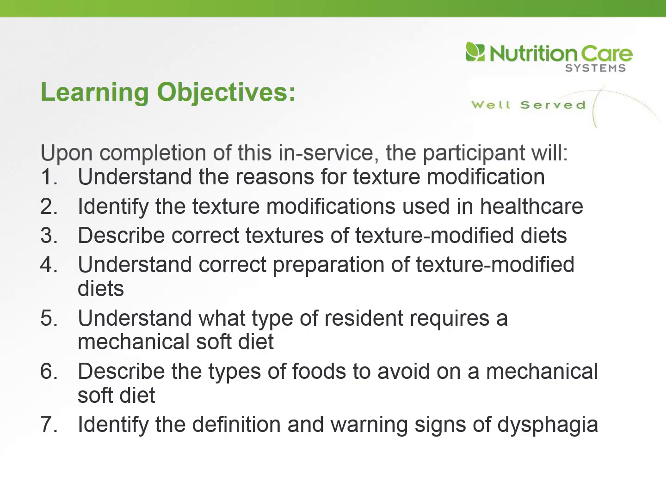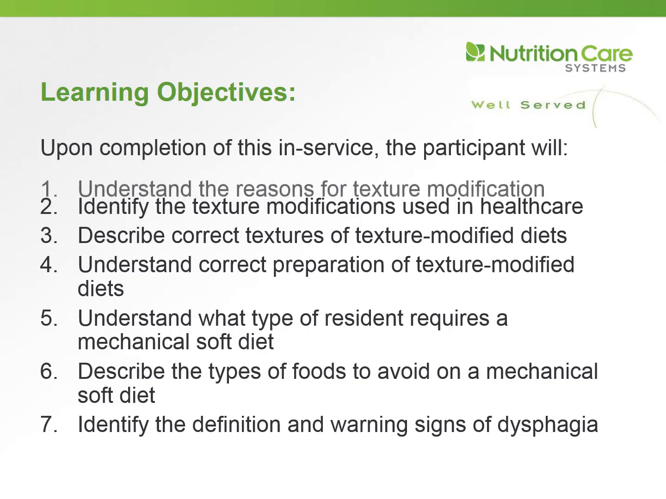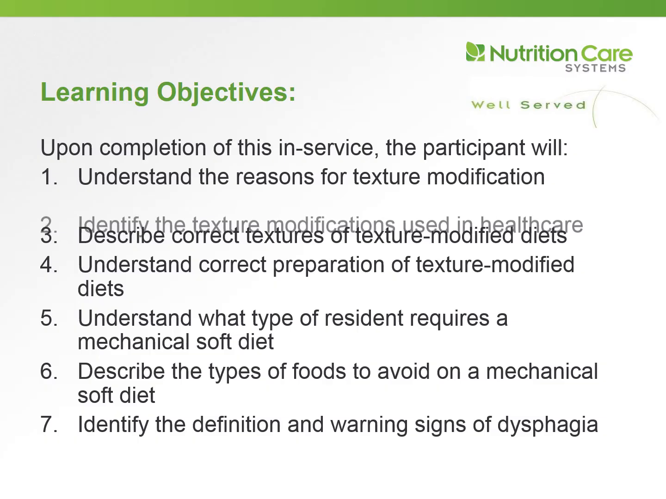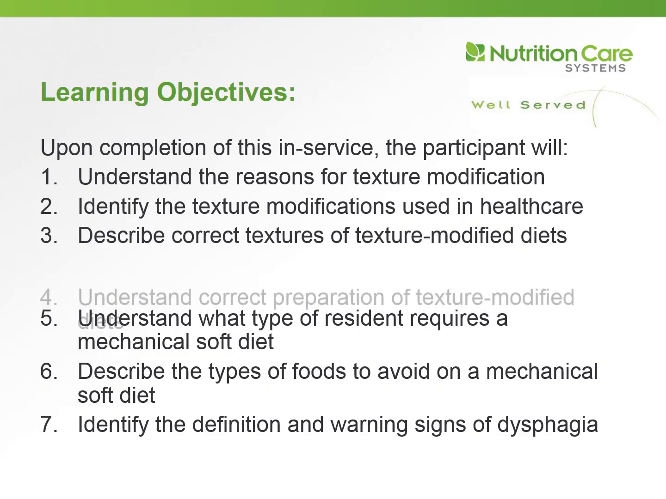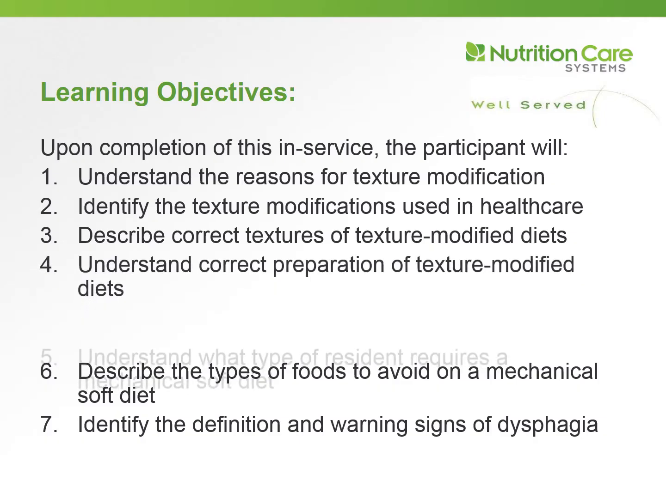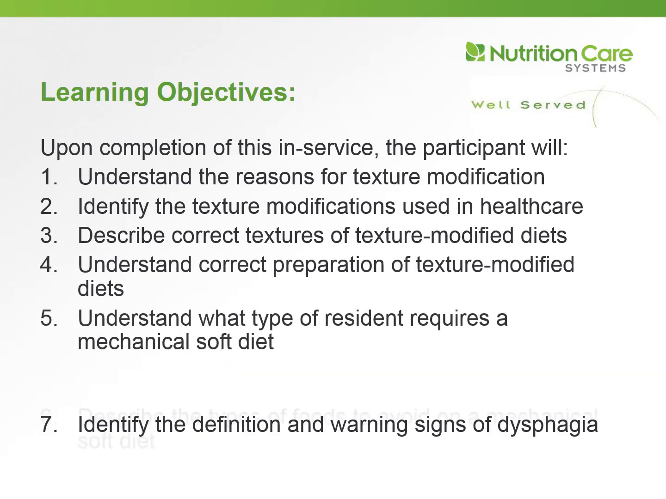Number 5, understand what type of resident requires a mechanical soft diet. Number 6, describe the types of foods to avoid on a mechanical soft diet. And number 7, identify the definition and warning signs of dysphagia.